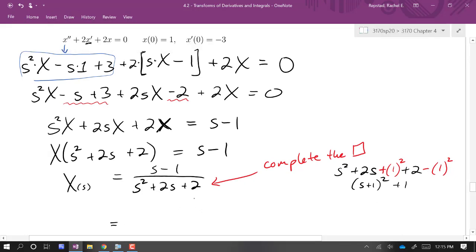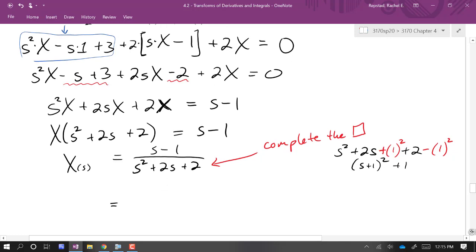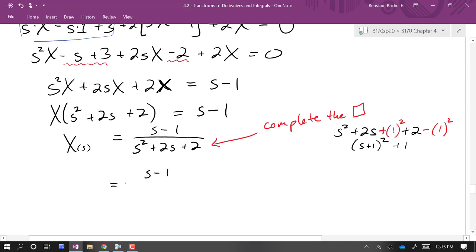So we have s minus 1 over s plus 1 squared plus 1. Now this is getting closer, right? I have a sum of squares in the bottom. The 1 here is the same as a 1 squared. But notice in parentheses I have s plus 1. This is a shift. This is an s shift.